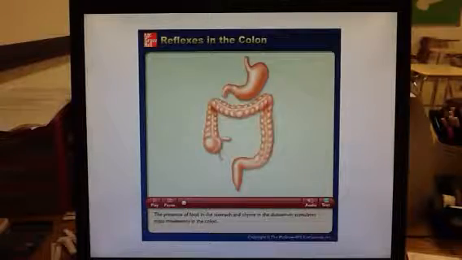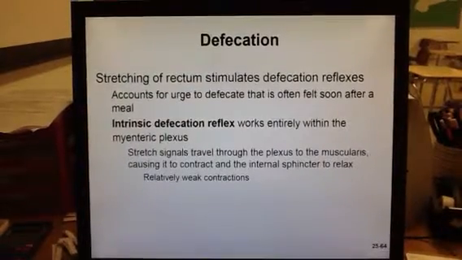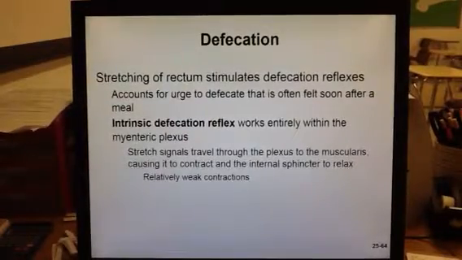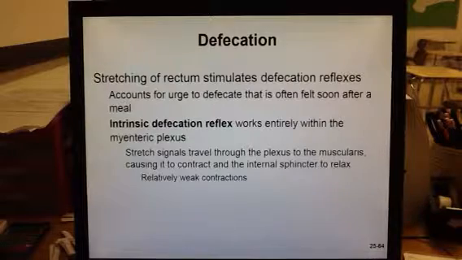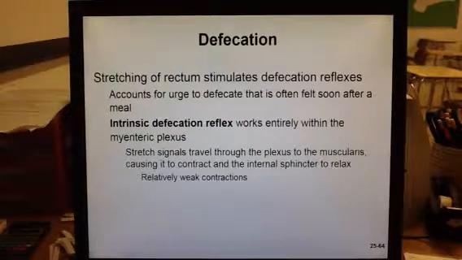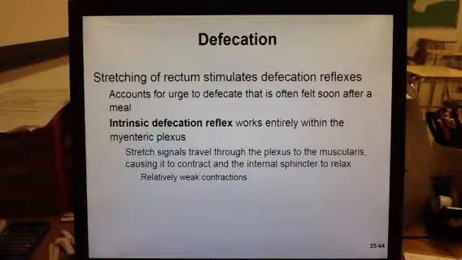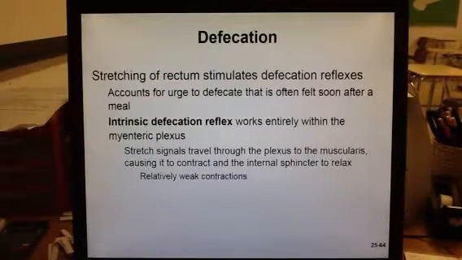You should absolutely watch through that. It basically just talks about how the stomach and the duodenum filling is what causes the colon contractions to begin. The defecation reflexes have to do with stimulation from the stretching of the rectum. So when we get an accumulation in the rectum, that's when we have these reflexes. The urge to defecate is usually soon after a meal.